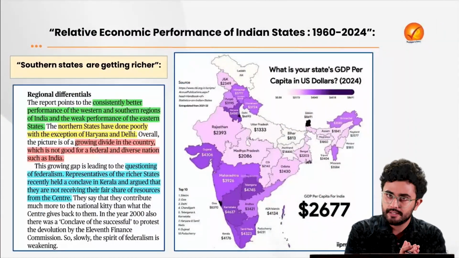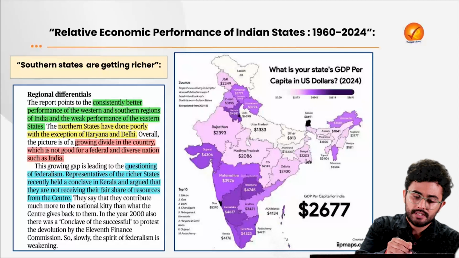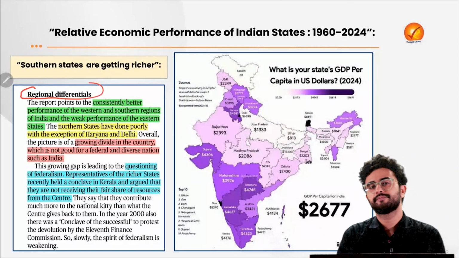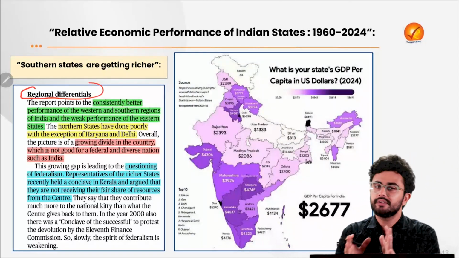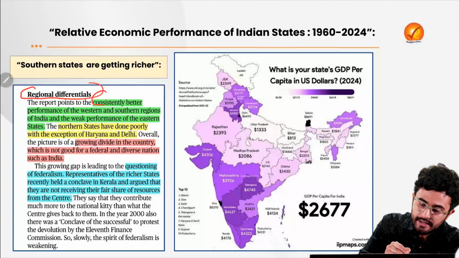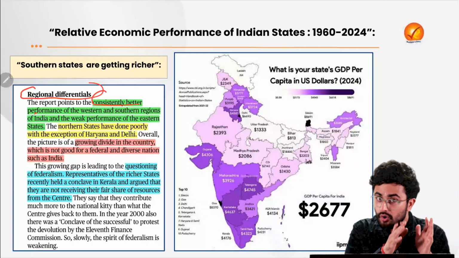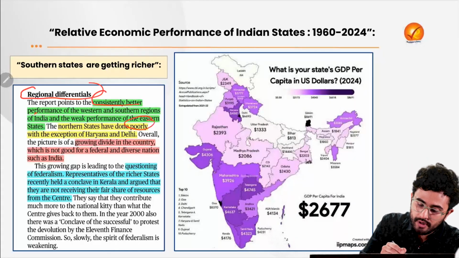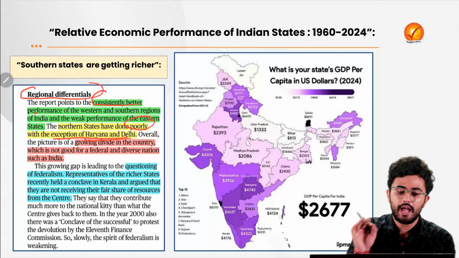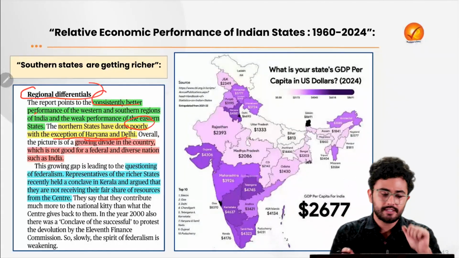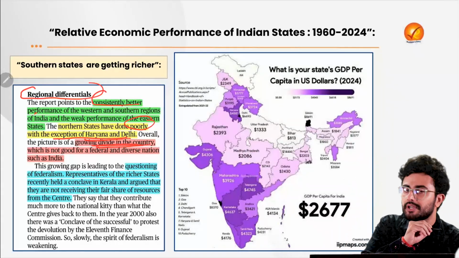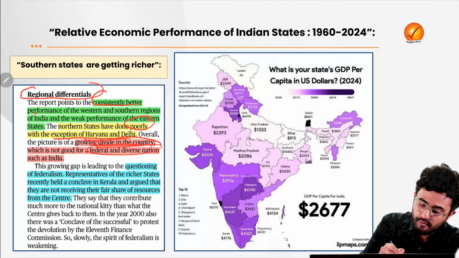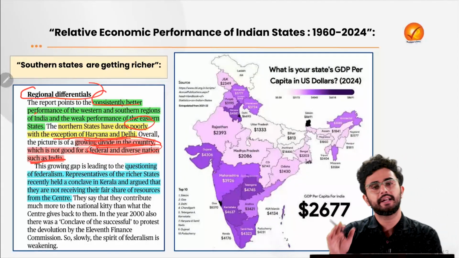Then the article suggests that there are also emerging certain regional differentials. For example, the southern regions are showing consistently better performance, and the northern states have done poorly with the exceptions of Haryana and Delhi. The article suggests that there is a growing income divide in the country, which is obviously not good for a federal and diverse nation such as India.